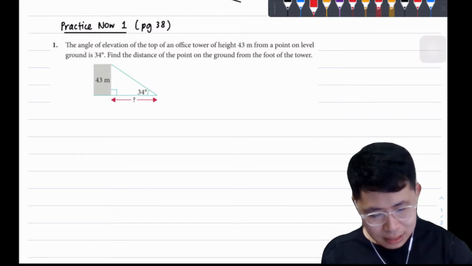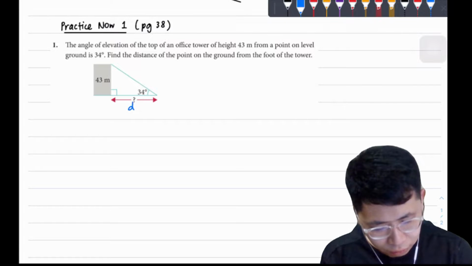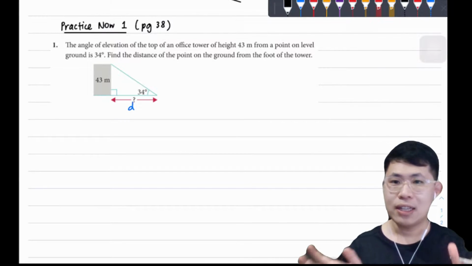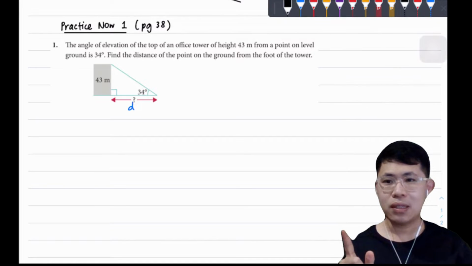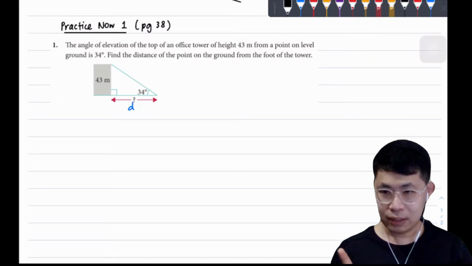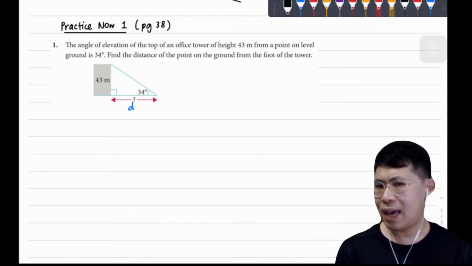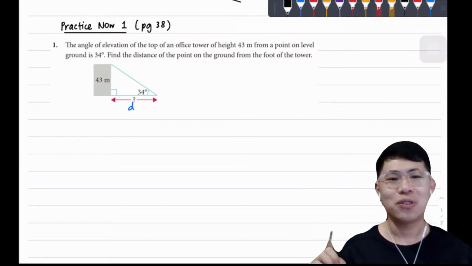Find the distance of the point. I'm going to let this be D, the distance of the point on the ground from the foot of the tower. This is the diagram and this is the question I have. This forms a right angled triangle. Do we need sine rule? Do we need cosine rule? We can, but it's too much. Let's make use of SOHCAHTOA.